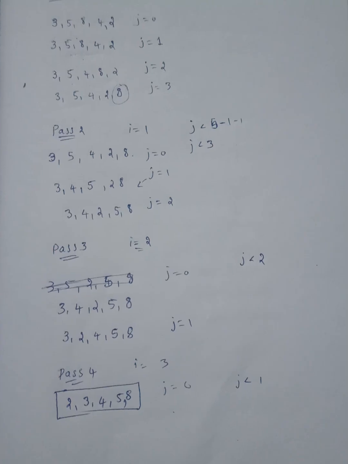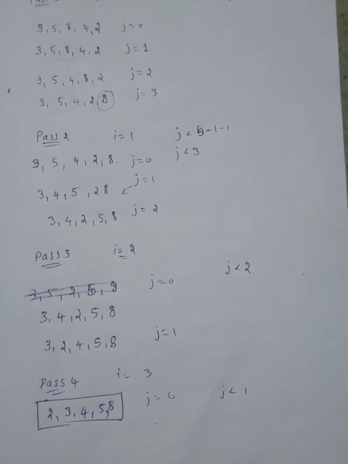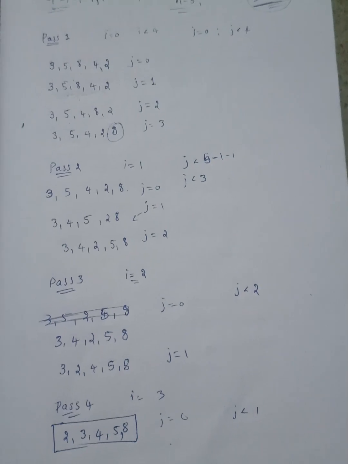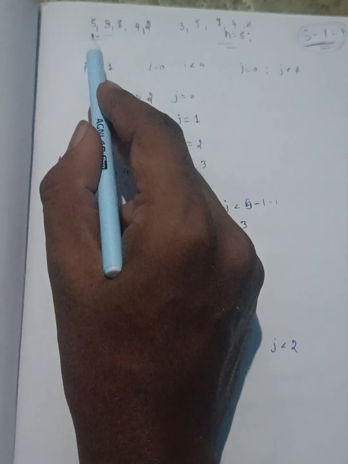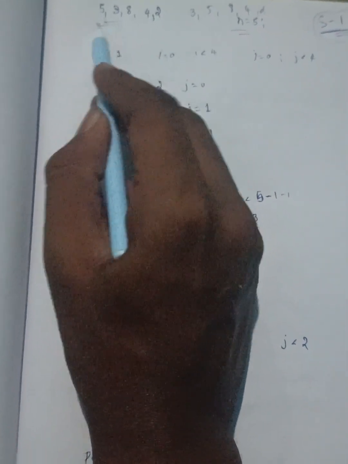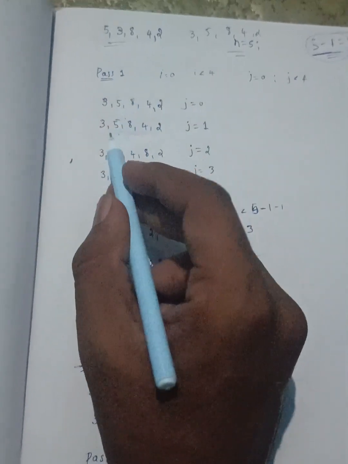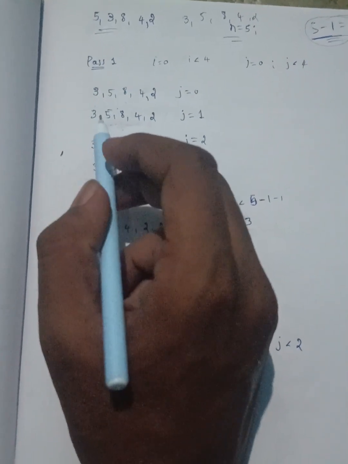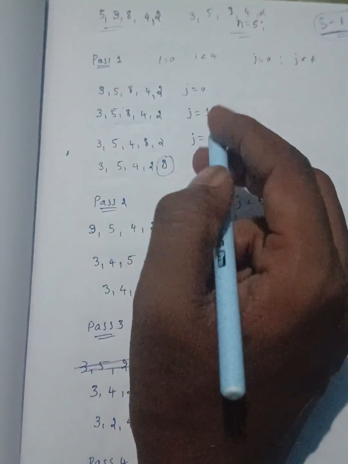We have 5 elements here, so it is going to take 5 minus 1 passes, 4 passes. So let's discuss the first one. 5 3 8 4 2, adjacent elements 5 and 3. 5 is greater than 3, yes it's true, so we are going to swap this which is in wrong order. So 3 5 8 4 2.